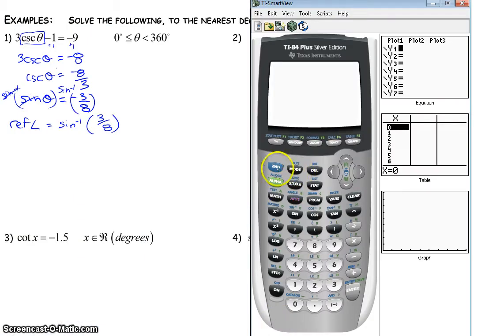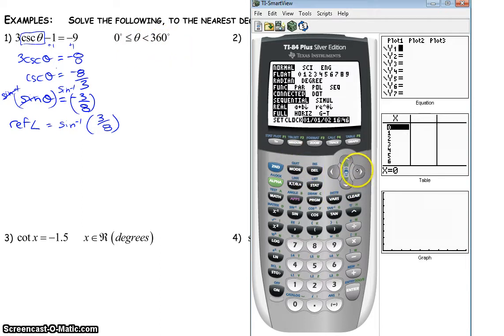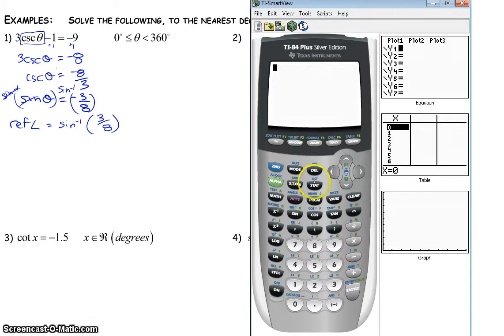Okay, so let's bring up our calculators. And we want to go, oh, what mode should we be in? Check your domain, 0 to 360. So we should be in degree mode. And where am I? Oh, I'm in the wrong place. Let's go up and then over. Okay. There, I do believe I'm in degree mode now.